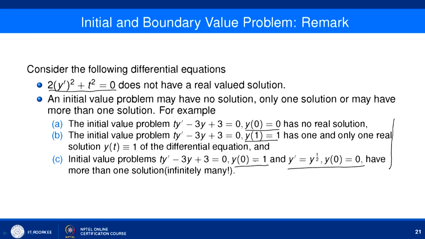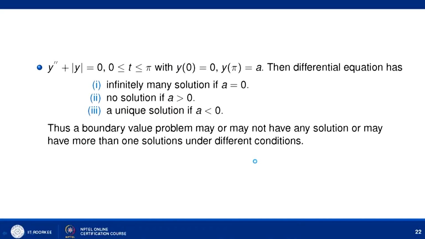So here we have seen that for an initial value problem, the differential equation is the same, and the only difference is the condition given at one point. Only the conditions are changing, and we have seen that we get no real solution, one solution, or more than one solution. So the conditions play a very important role. The similar thing also happens in the case of boundary conditions. Look at y double dash plus mod of y equal to 0, which is a nonlinear ordinary differential equation.